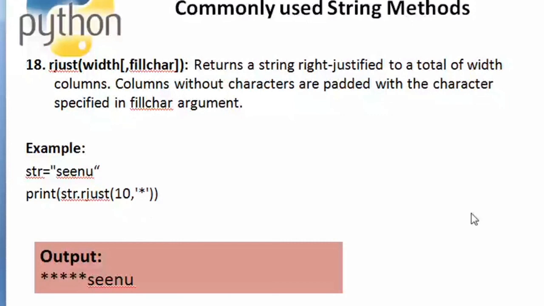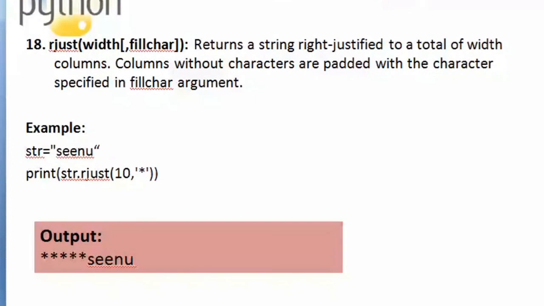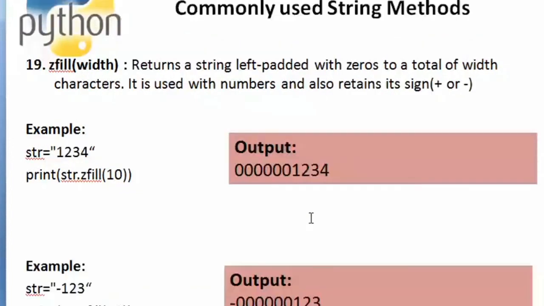Okay, so the next one is zfill. Z stands for zero fills. Unlike ljust and rjust, where the rest of the characters are filled with asterisks based on left or right justification, here we are putting zeros, left padded. So the string is prefixed with zeros to a total of width characters.